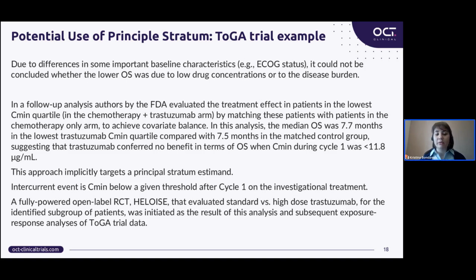These results, together with further exposure response analyses based on the TOGA data, led to the initiation of a fully powered clinical trial comparing standard versus high-dose trastuzumab for the identified subgroup of patients. Although not explicitly described within the estimand framework, this approach undertaken by the FDA implicitly targeted a principal stratum strategy, and this example illustrates how such an estimand can be of clinical importance and impact a drug development program.